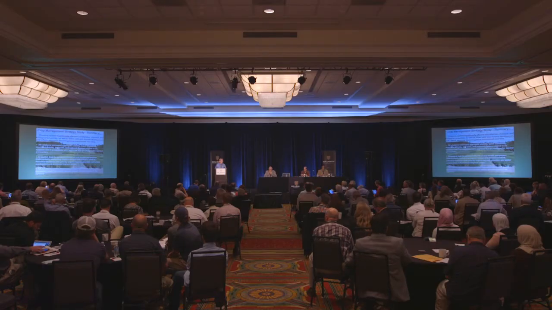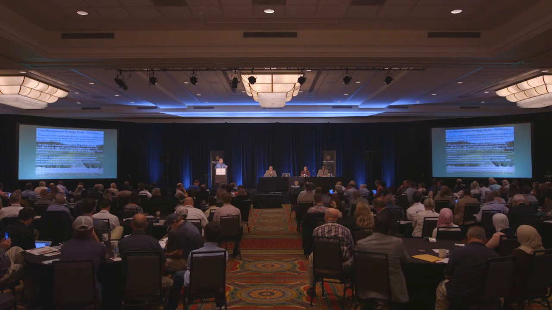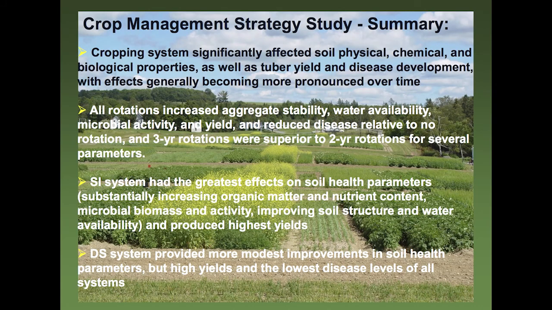I don't have time to go into details of all the things that we learned in this study. The cropping system did significantly affect the soil physical, chemical, and biological properties. All rotations increased a lot of the factors such as aggregate stability, water availability, and microbial activity. The soil improving system, where we added the compost amendment, not surprisingly, had the greatest effect on most of these soil health parameters, increasing organic matter and nutrient content, microbial biomass and activity, improving soil structure, water availability, and all that. But what I wanted to get to is just to illustrate the overall effect of these cropping systems.